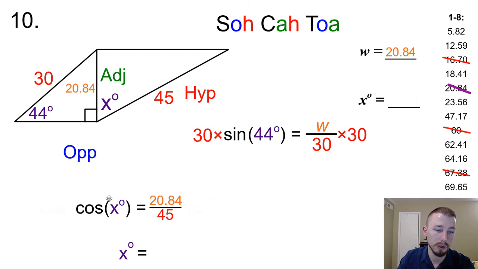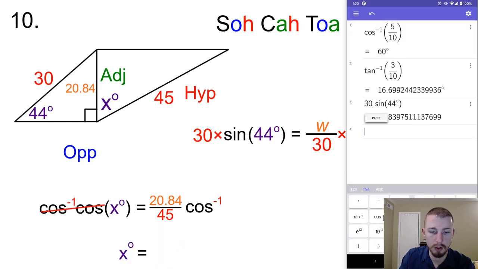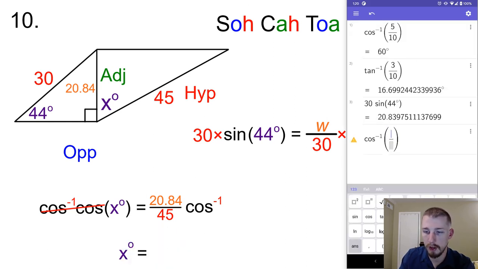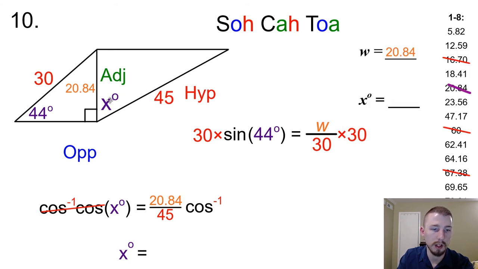So on this one, again, we're solving for x, which is the angle. So we're going to have to undo the cosine function with inverse cosine. So we take the cosine inverse of both sides, right? Those two undo each other, leaving us with just x is equal to the inverse cosine of 20.84 over 45. So that's what I'm going to put in the calculator. Let me just put it in as a fraction so it's a little bit clearer. So 20.84 divided by 45, which is going to be 62.4. So this angle here is 62.41, which will be our angle there.